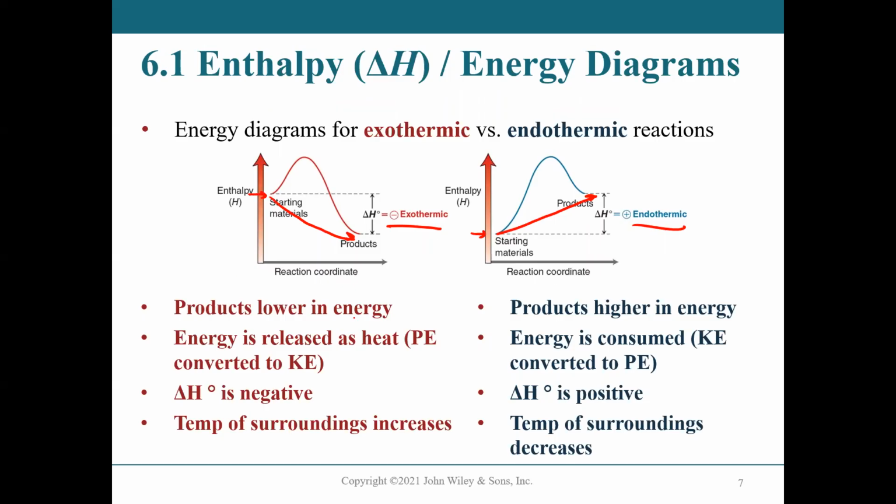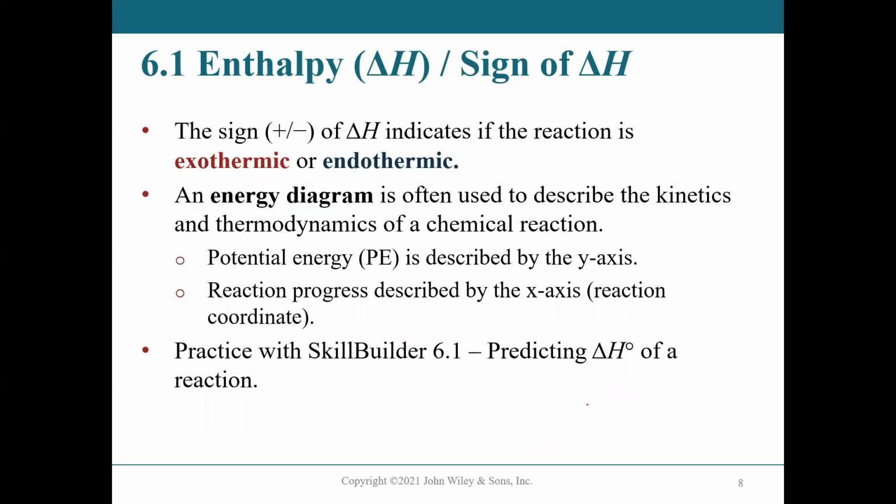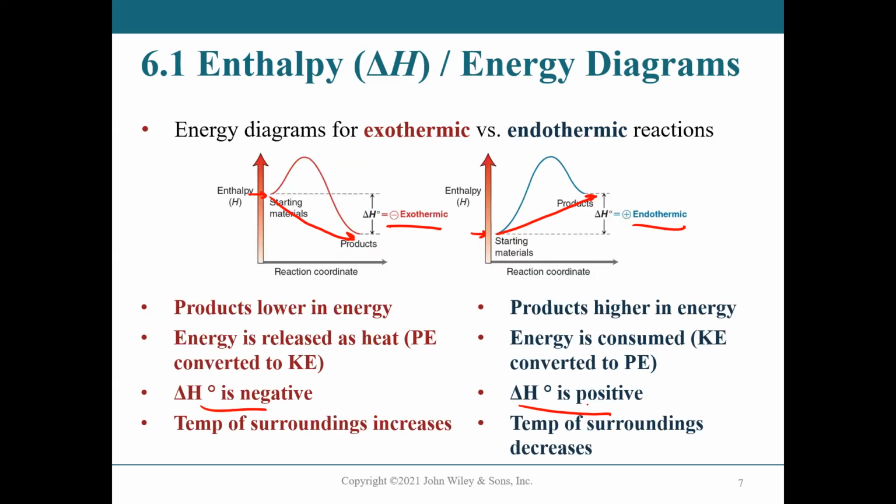We also give you some tips. Delta H is negative. In this case, delta H is positive. So those are just some helpful tips to help you out. The sign, a positive or negative delta H, indicates that the reaction is exothermic or endothermic. And you saw what the signs would be if they were exo or endo right here.